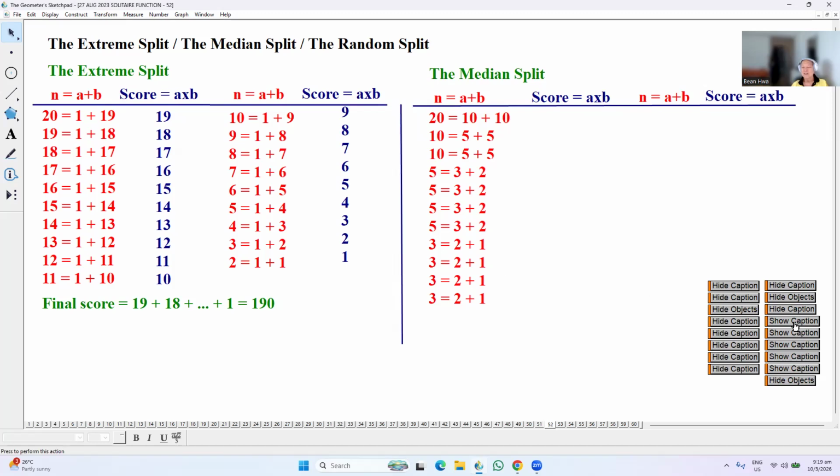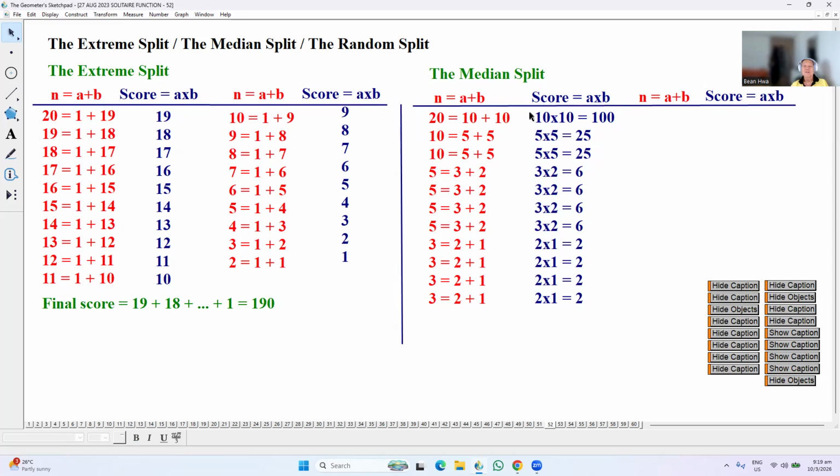So let's see the score. 10 times 10, 100. 5 times 5, twice. And then we have 3 times 2, 4 times. We score 6, 4 times. And then 2 times 1. Then we further go down, we have only 2 left to split. 1, 2, 3, 4, 8 of them. So each one will score 1.